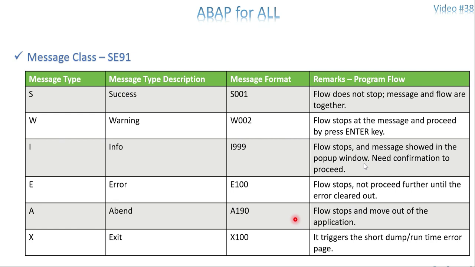And X is for exit. This is very rare. In custom development, we are never going to use this X. X triggers a point where it reaches a short dump page. Runtime error, you know about it. So it triggers a short dump or runtime error page. So this is not going to be used in our place. Maybe for product-level development, they might use it, in very rare situations. Other than that, we are not going to use exit anywhere in our custom development. So these are the 6 different message types available in SAP ABAP.